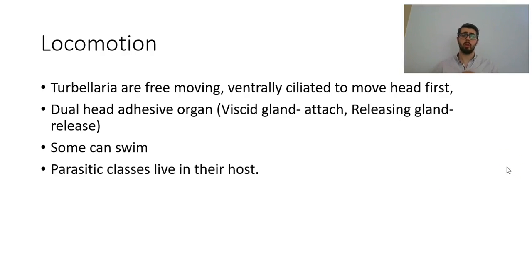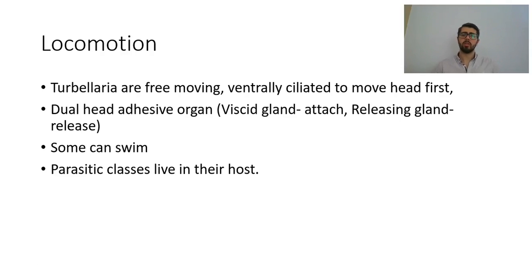Whenever we're talking about locomotion, Turbellaria are free-moving and ventrally ciliated, which means that they have cilia on the bottom, on their ventral side. This is what allows them to move headfirst and practice cephalization. The presence of the cilia allows them to move along the floor.